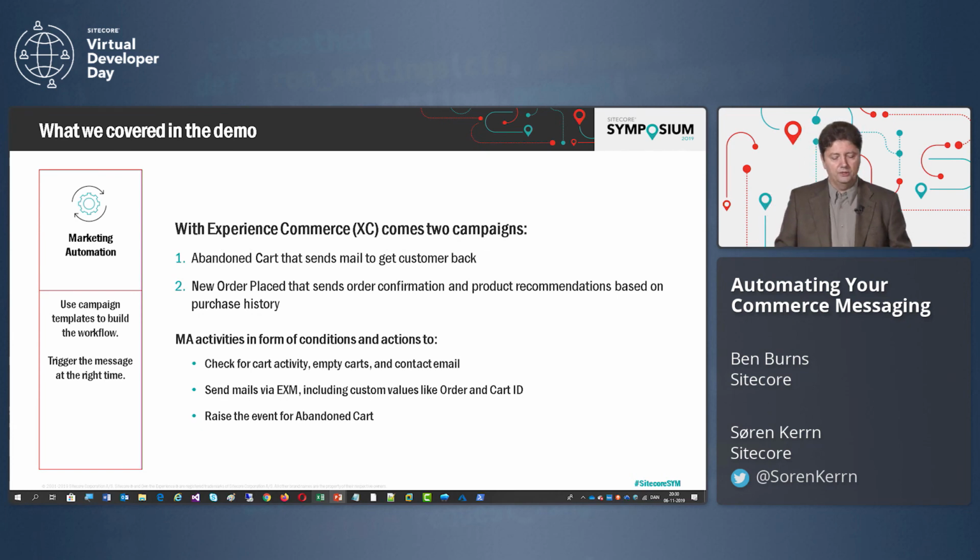So what have we shown in this demo? For marketing automation with experience commerce comes two campaigns, the abandoned cart and the new order placed. It also includes a number of activities in forms of actions and conditions. We have conditions checking for cart activity, whether the cart is empty and whether there's an email provided. In terms of actions, we have the send mail action that includes the custom values that we need for the cart ID and the order ID. We also have an action to send or trigger the abandoned cart event.